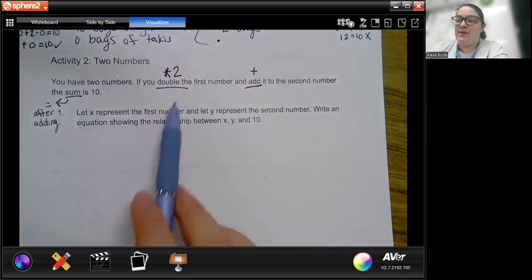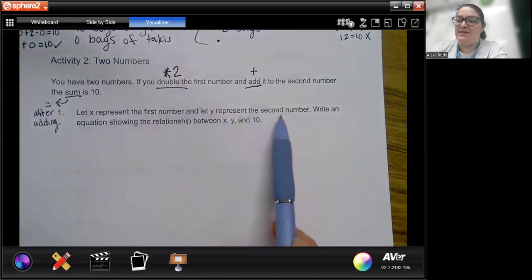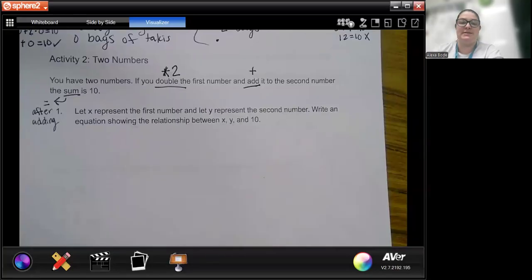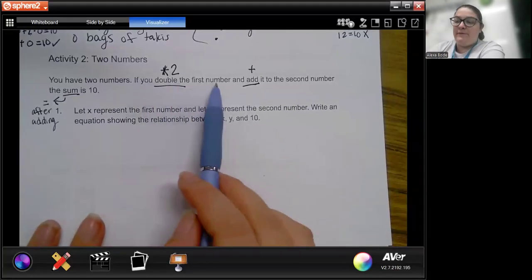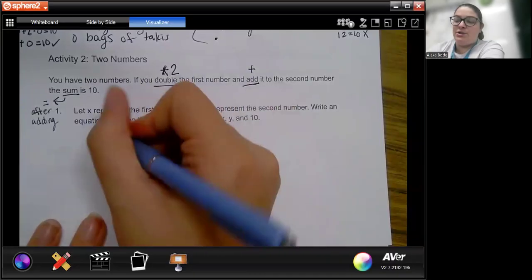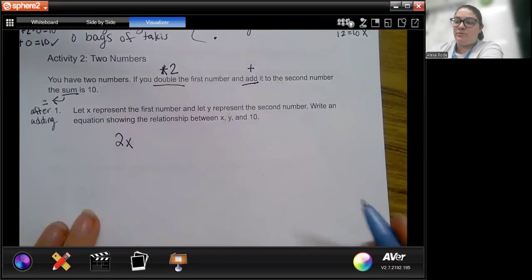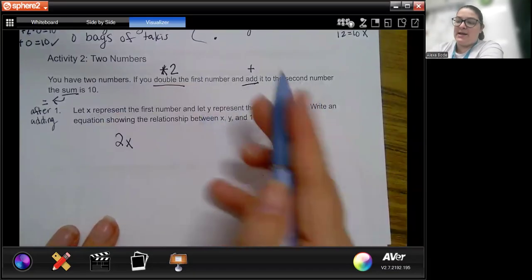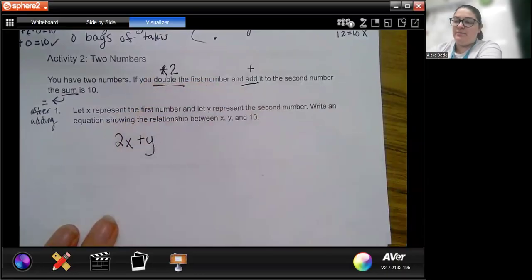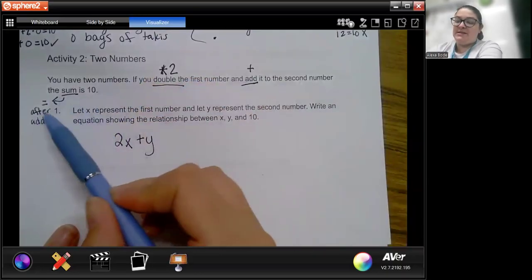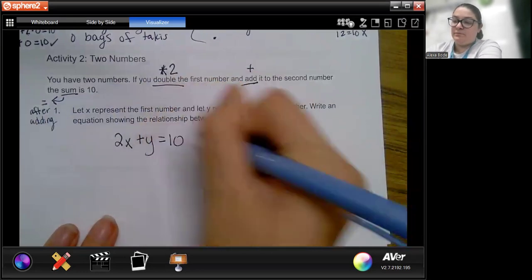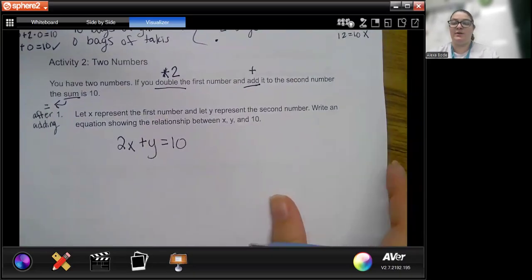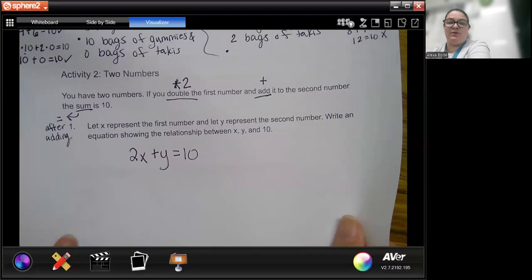So it says let x represent the first number, let y represent the second number, write an equation showing the relationship between x, y, and 10. So if you double the first number, we're going to take x and do times 2, so 2x, and add it to the second number. Our y is the second number, so add it to y. The sum is 10. That means it's equal to 10. That is your equation there. That's going to be the equation that we work with on the next page. 2x plus y equals 10.